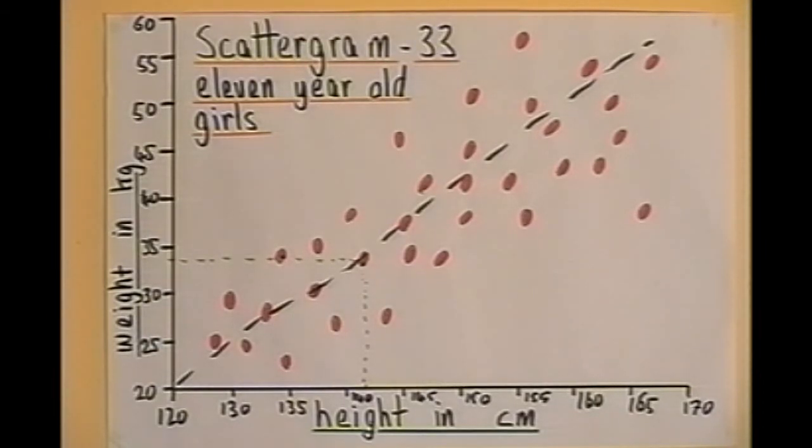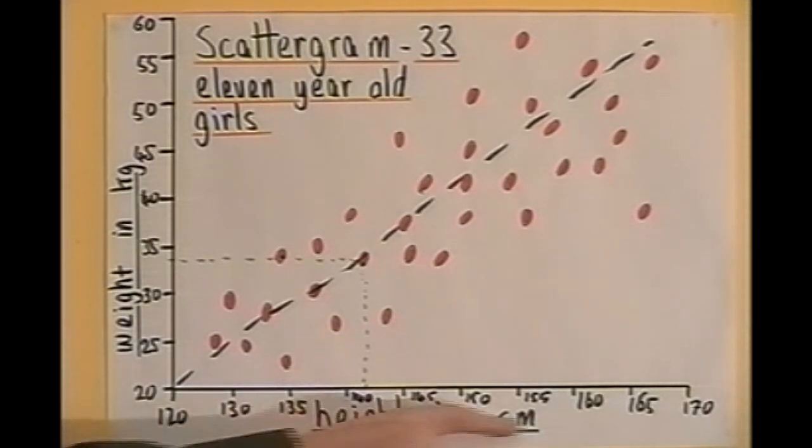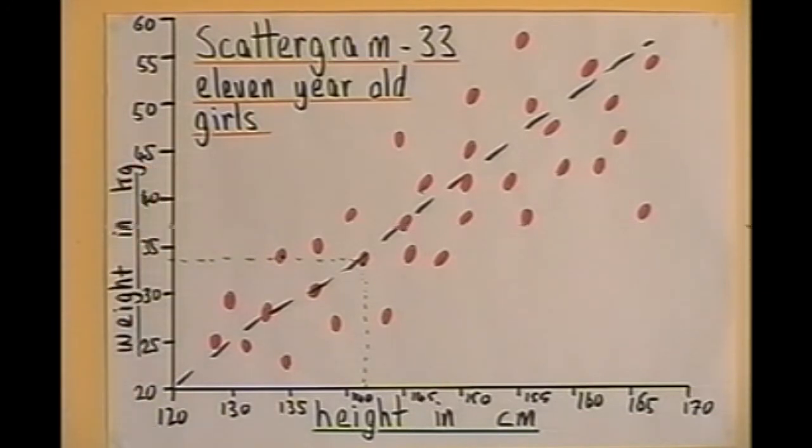So we can say that for these 33 11-year-old girls, there is a positive correlation between height and weight. Really, it's not that surprising. What it's saying is that girls that are taller are more likely to be heavier. Girls that are shorter are more likely to be lighter. So weight and height appear to be positively correlated.